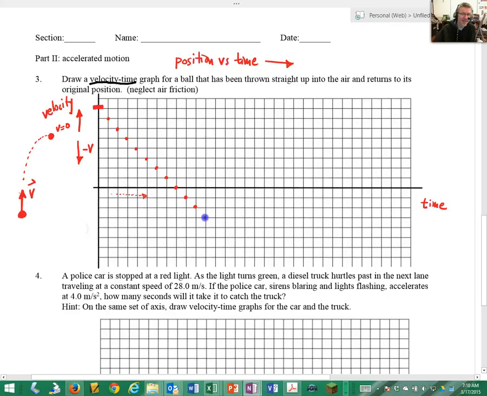The velocity starts off small but negative. So the velocity then gets increasingly large, negative. It's speeding up as it comes down.